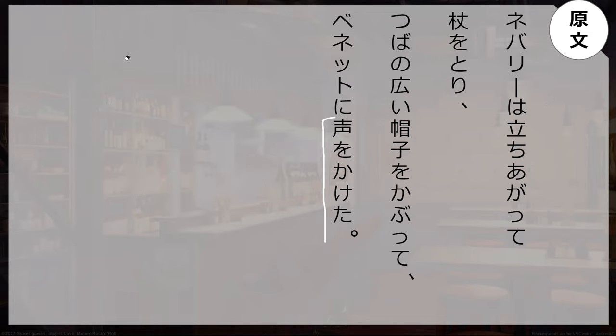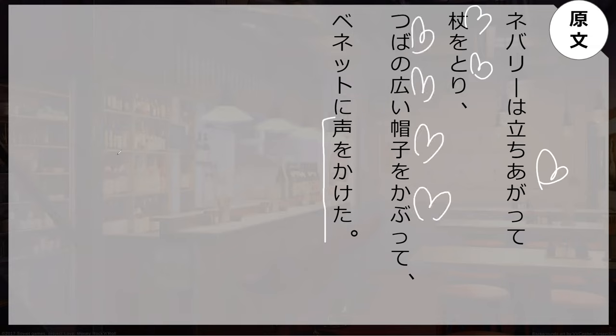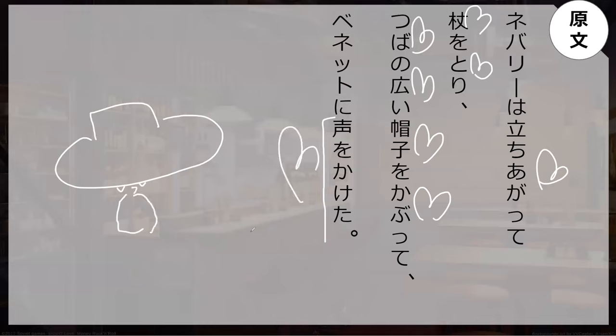So he stood up, right? And he grabs his cane. And he put on the hat with a wide brim. He called Bennett with a loud voice.